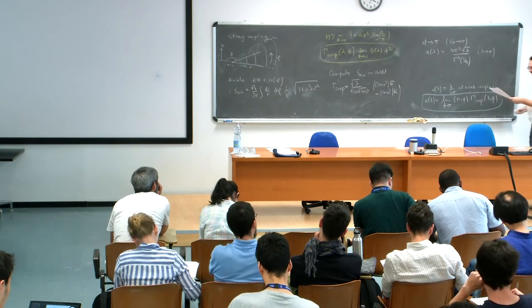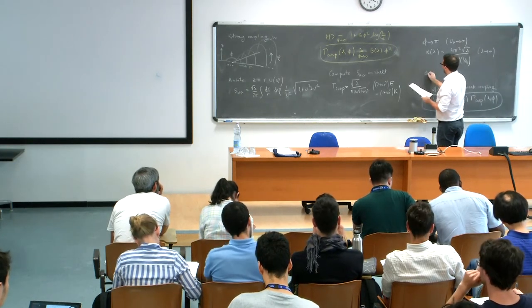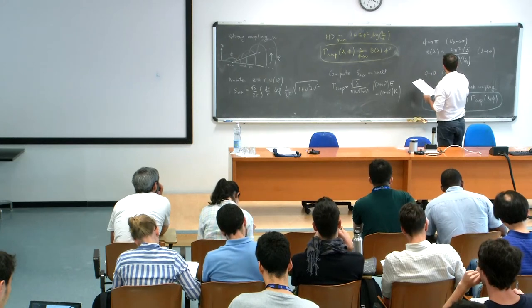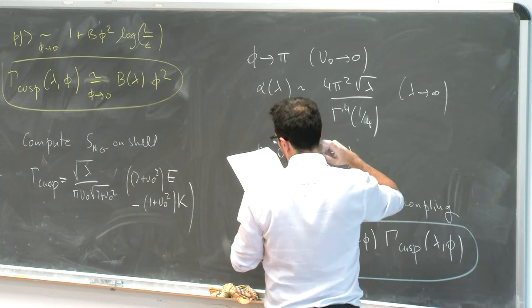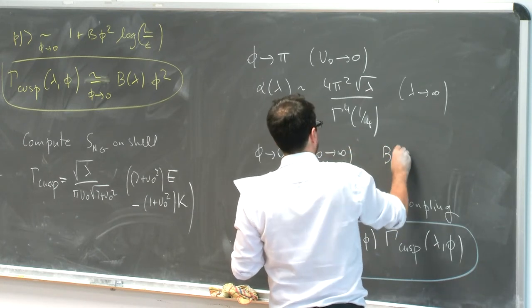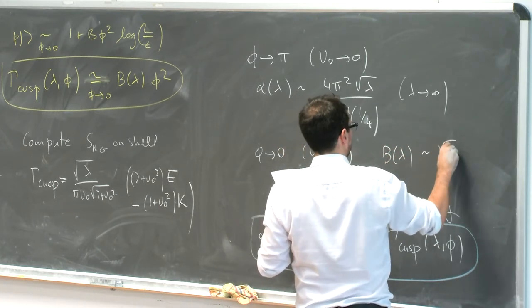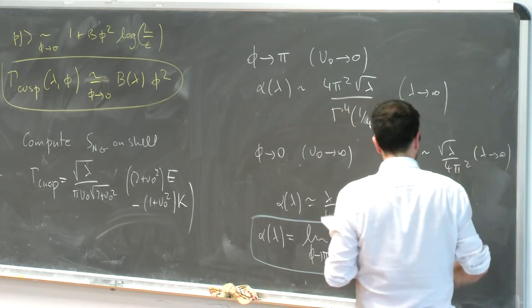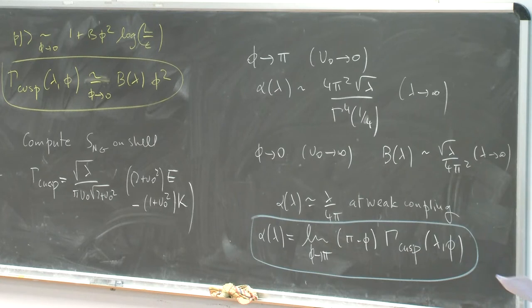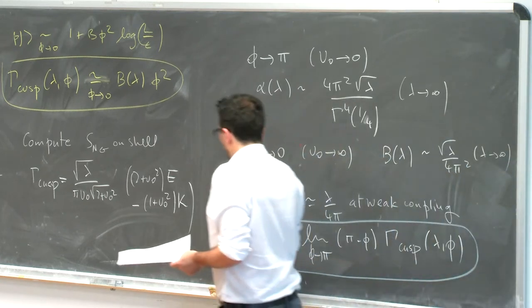Then you can take the limit of phi goes to 0, or u0 going to infinity, and then you see that you get the Bremsstrahlung function, and this is square root of lambda over 4 pi squared, again, for lambda equal to infinity. So this is a very nice object to consider, these cusped Wilson lines.